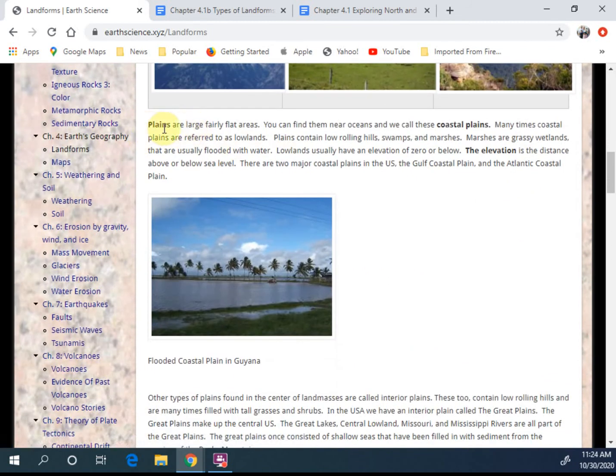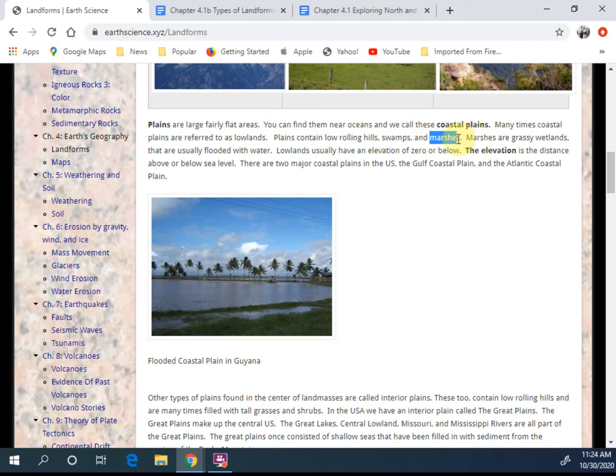Let's talk about plains right off the bat. Plains are very large and fairly flat areas. That's a general definition. Now, if you find them near oceans, they're called something a little different. There's an added word called coastal plains. Coastal plains can also be referred to as lowlands, so keep those synonymous together. Now, back to plains. Plains contain low rolling hills, swamps, and marshes. Write that down.